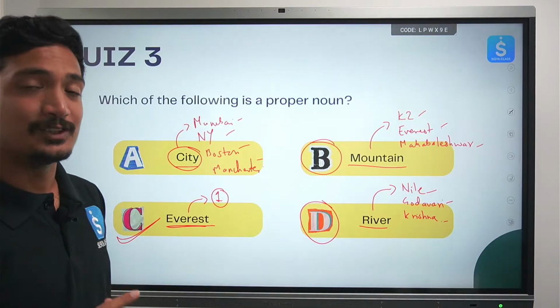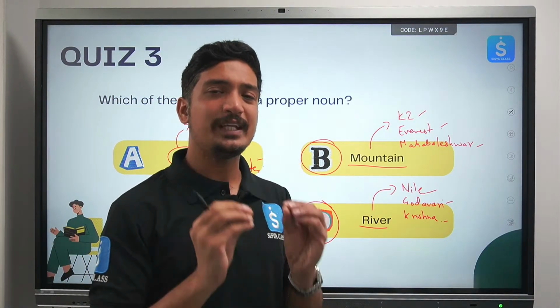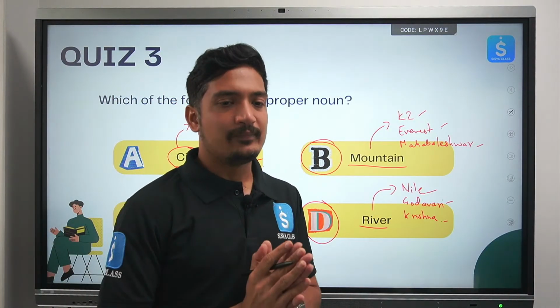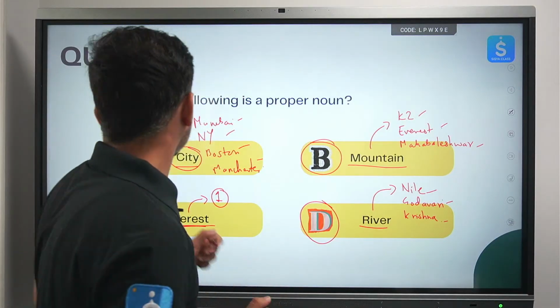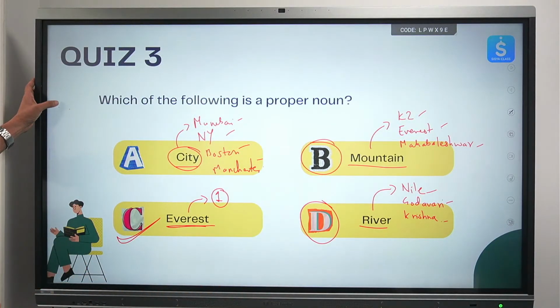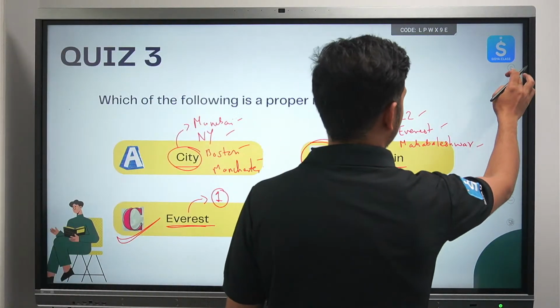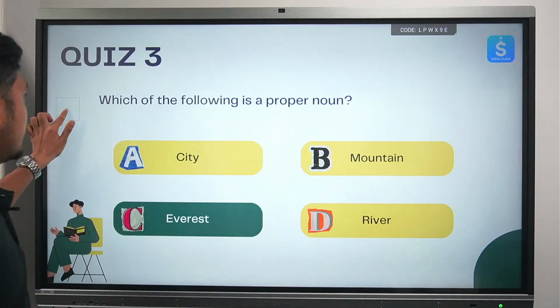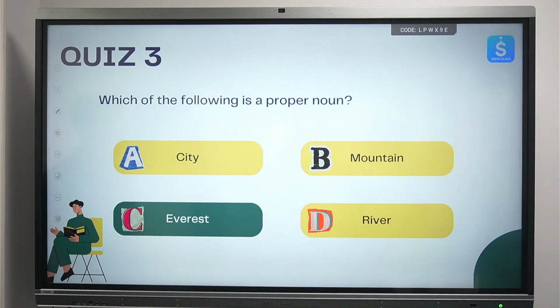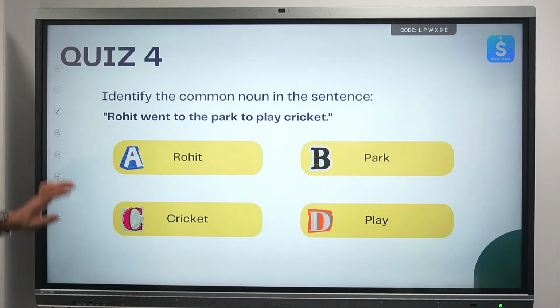Option C is our correct answer. Why? Because we are talking about a very specific mountain and we are not talking in general terms. Okay, so that's the correct answer for us if we see that way, right? So Mount Everest is the correct answer. Okay, moving ahead to the next question.